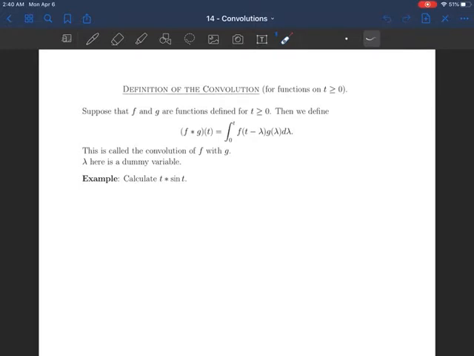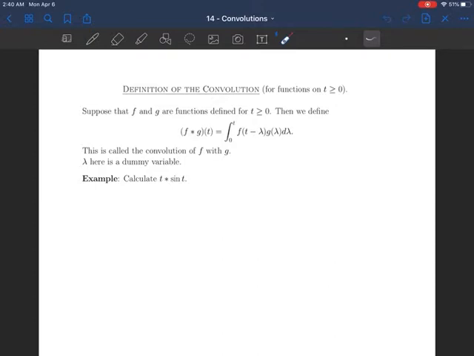Well, here we go. This is the definition of convolutions for functions that are only defined for t greater than or equal to 0, which is what we're dealing with in Laplace transforms. So if we have functions f and g defined for t greater than or equal to 0, then we define the convolution of f and g to be the integral from 0 to t of f of t minus lambda, g of lambda, d lambda. So lambda here is a dummy variable that we're just using to fill in. And so the thing that comes out of here is going to be t. So notice that it's the same t here and here.